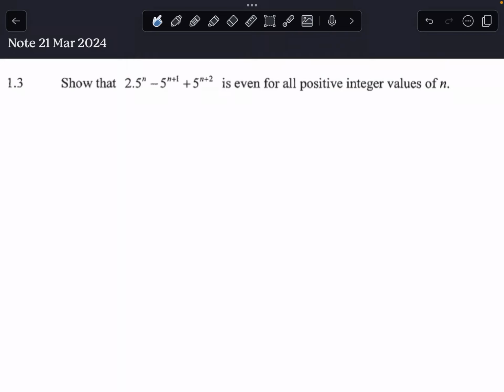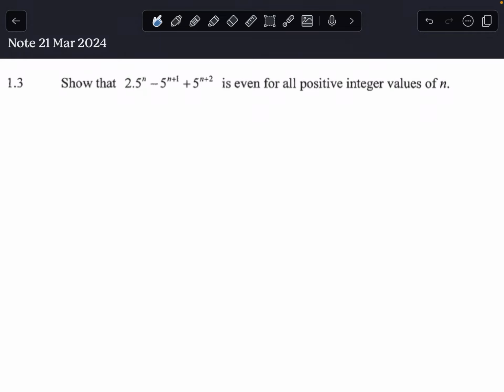So, question 1.3: show that 2 times 5, very important that period is not a comma. It's not a comma obviously, but this is not 2.5. In South Africa, we use commas for decimals and points are for multiplication. So show that 2 times 5 to the power of n minus 5 to the power of n plus 1 plus 5 to the power of n plus 2 is even for all positive integer values of n.